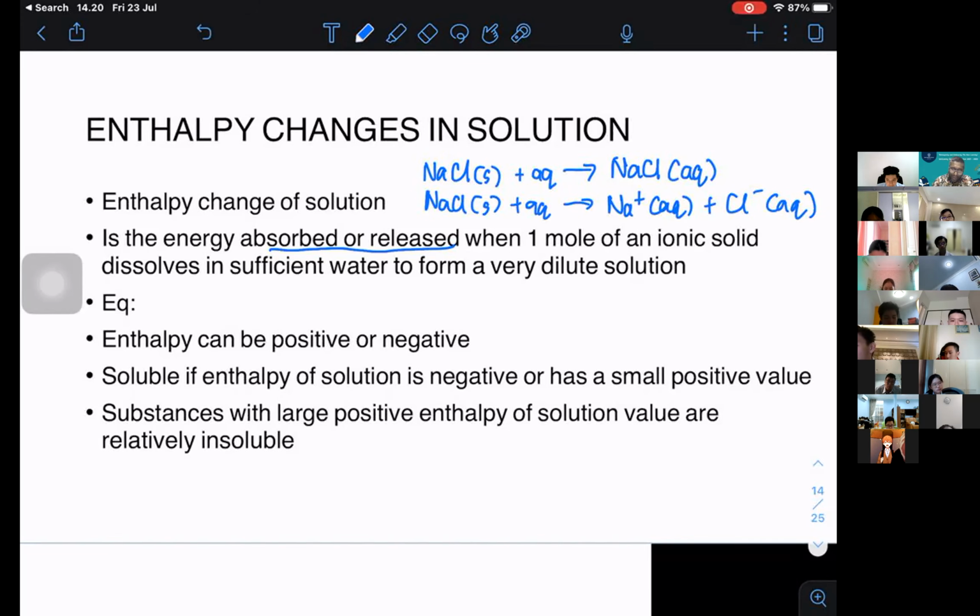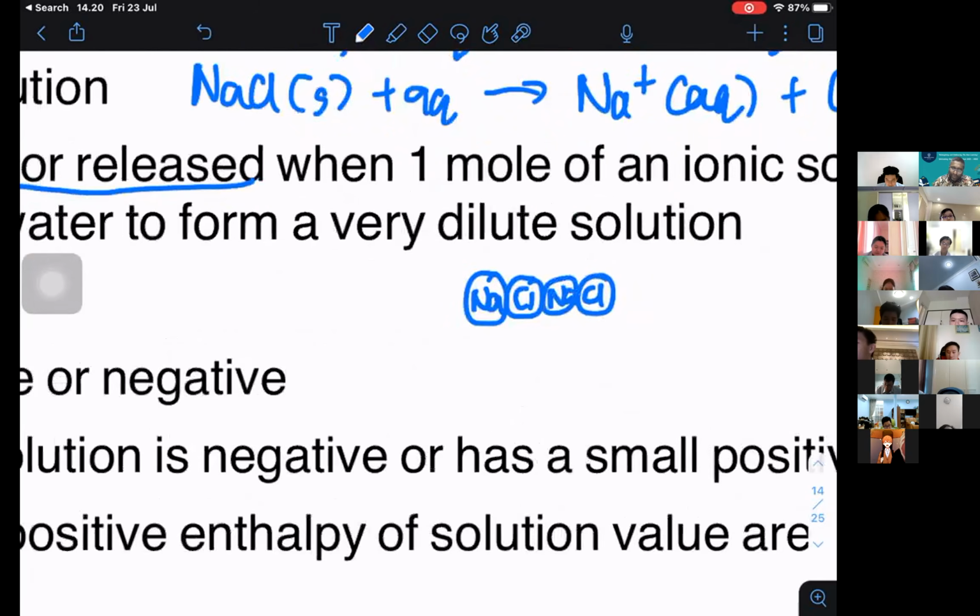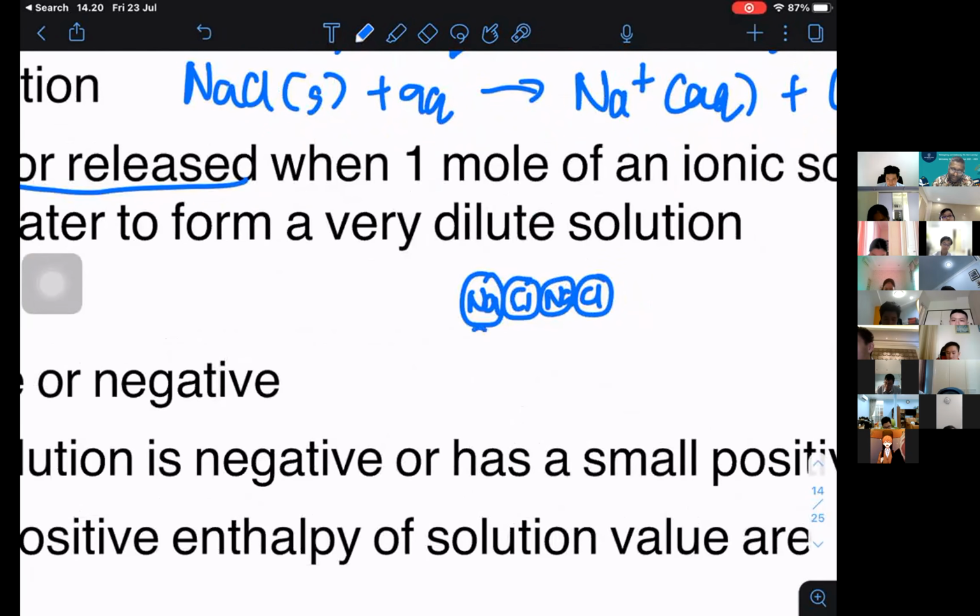If I have NaCl, it is going to be a giant lattice. If I just put it over here, that's the reason why the boiling point and melting point are quite high. NaCl, in solid form, is a giant ionic lattice.